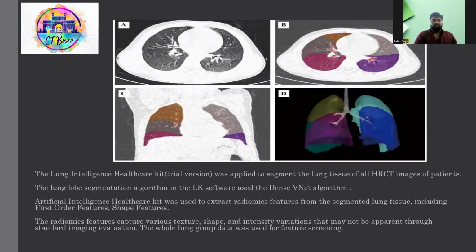For radiomics, the Lung Intelligence Healthcare Kit trial version was applied to the affected segments of the lung tissue on HRCT for all patients. The lung lobe segmentation algorithm used a VNet algorithm. The artificial intelligence healthcare kit was used to extract features from the segmented lungs. The radiomic features captured various texture, shape, and intensity variations that may not appear in the standard imaging evaluation.